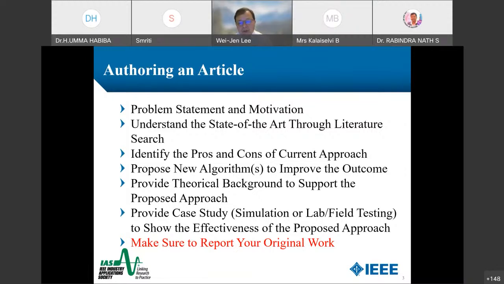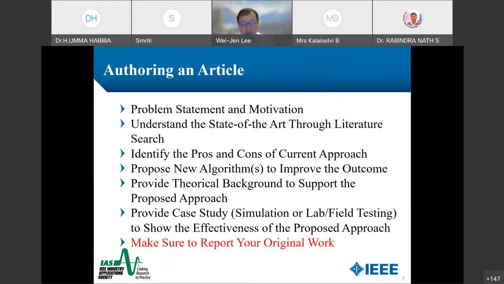When you propose that, you need a theoretical background to support your proposed approach. You cannot just draw it from the sky and dream about it. You need a theoretical background to convince people this is a feasible or promising approach. Then, based on your approach, your theory, and your hypothesis, you provide a case study, either a simulation, lab, or field testing, to show the effectiveness of the proposed approach.